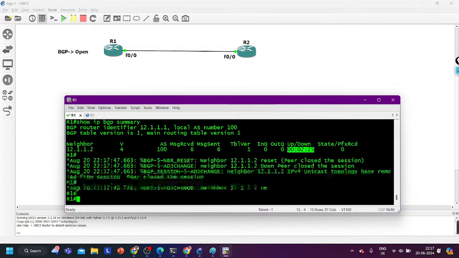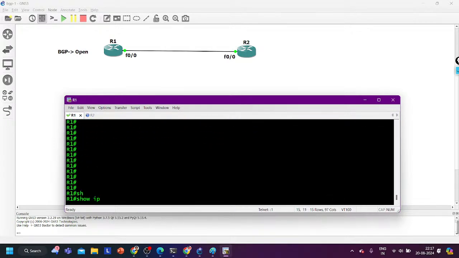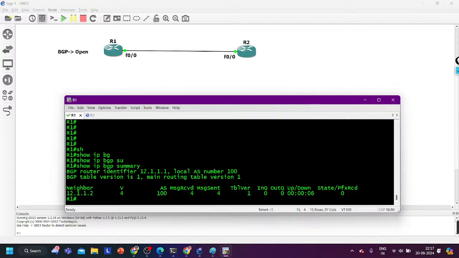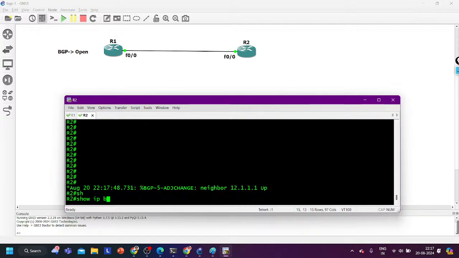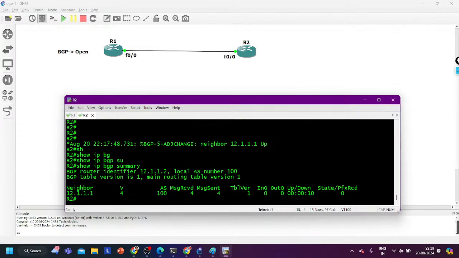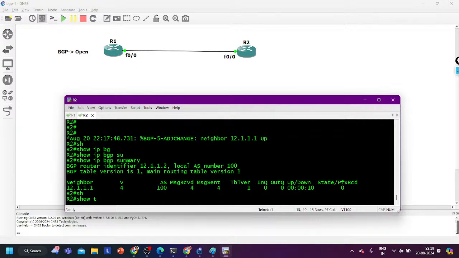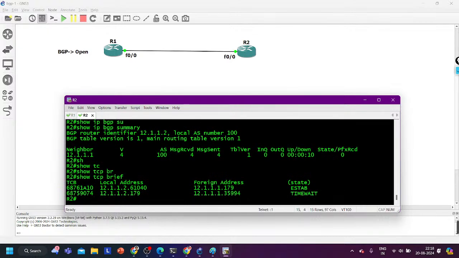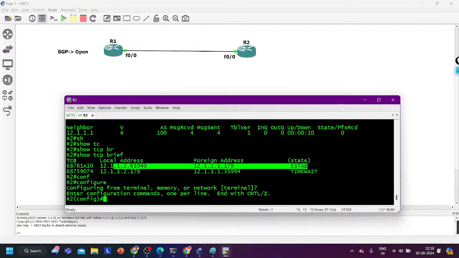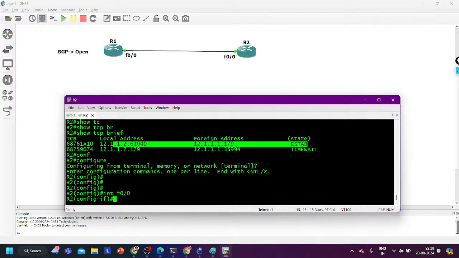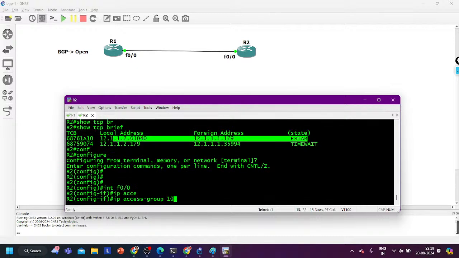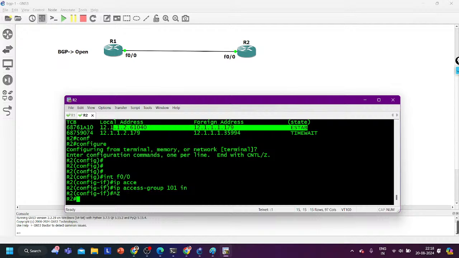Now show IP BGP summary. Why is the neighborship still there, guys? Show TCP brief. The TCP connection is still up. I have not applied that ACL on the interface till now. Now on interface F0/0, say IP access-group 101 direction in.